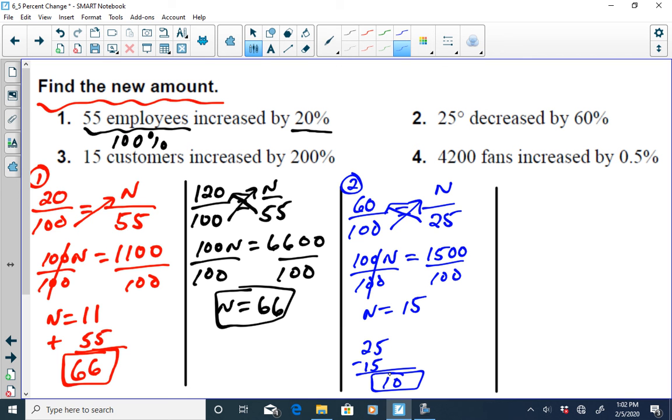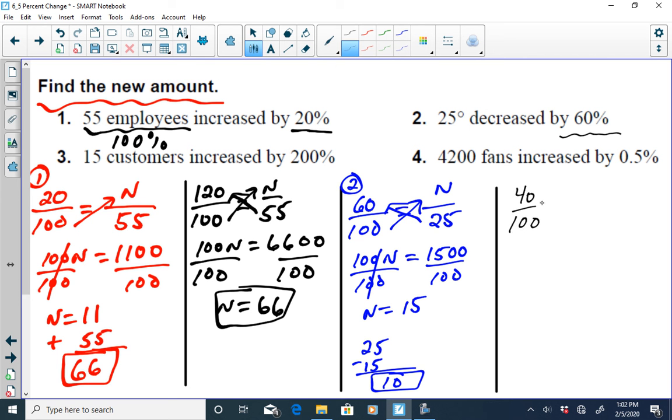All right, but that's two steps. We find n, and then we have to take that decrease away from the original amount. What does that problem look like with one step? Well, with one step, it's going to look like the following. All right. Well, if we're going to decrease something by 60%, we're taking 60% away from 100%, and that leaves us with 40%.